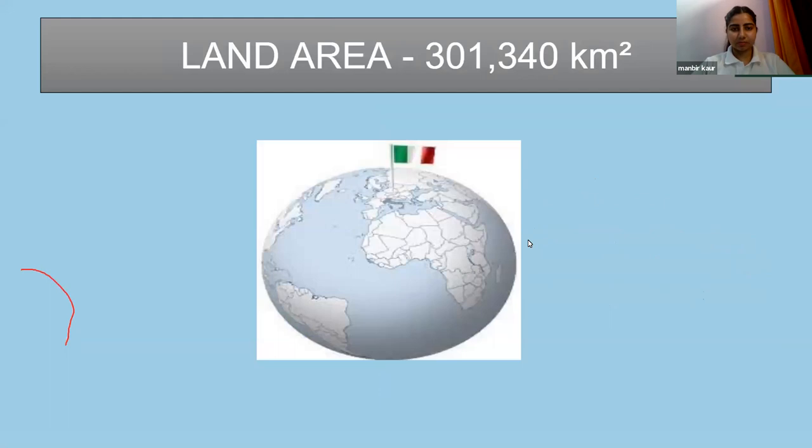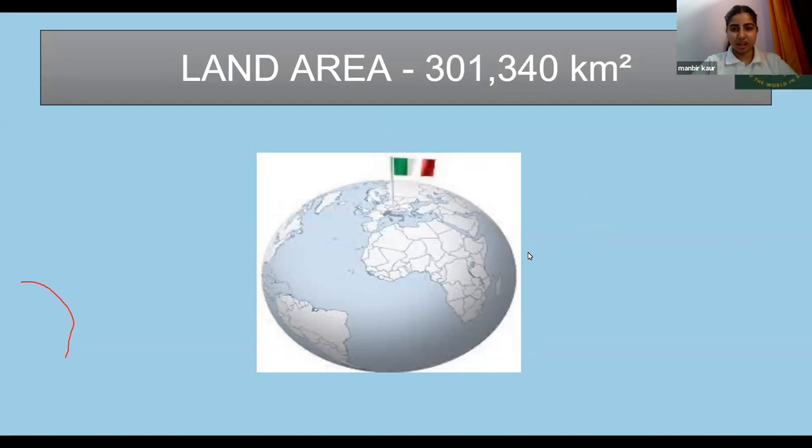Next slide. As I have told, or as Maitra has also told us, the land area of the country is 301,340 square kilometers.